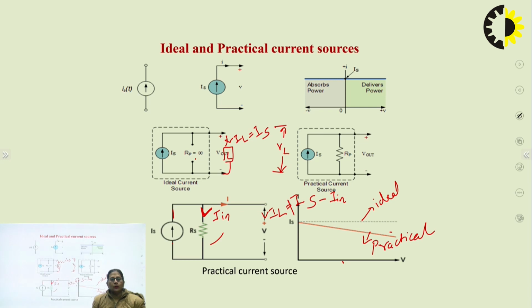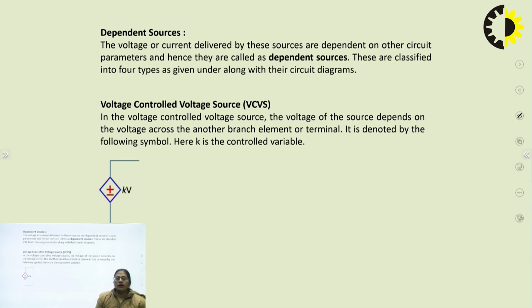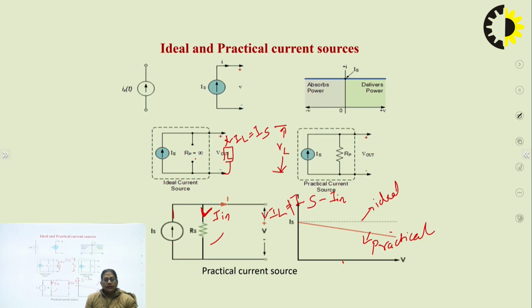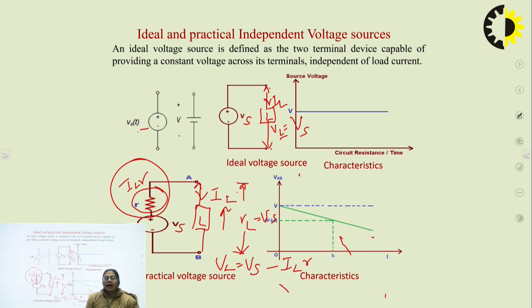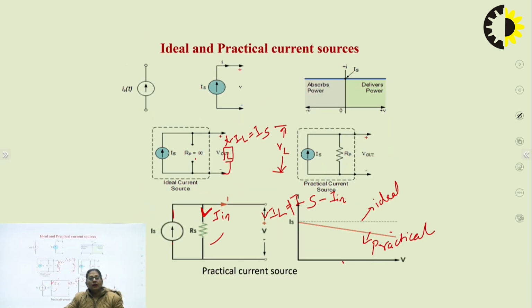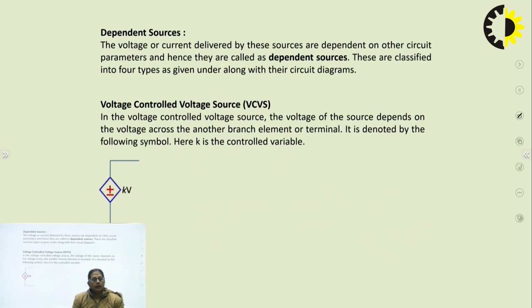So what conclusion can we derive from these two? An ideal voltage source has zero internal resistance. There is no internal resistance. So for an ideal voltage source the internal resistance is zero, whereas for a practical voltage source we have a small value, right? But in case of an ideal current source, the internal resistance is infinite. In case of a practical current source, we have a large value of internal resistance, which is shown in parallel, right?